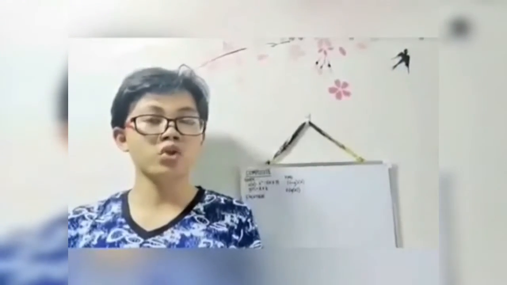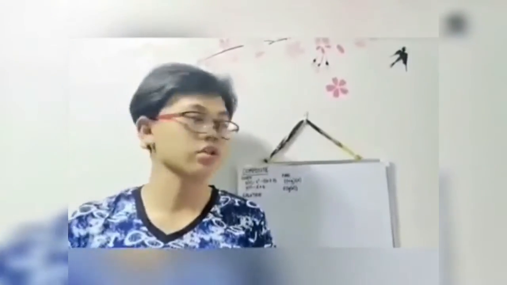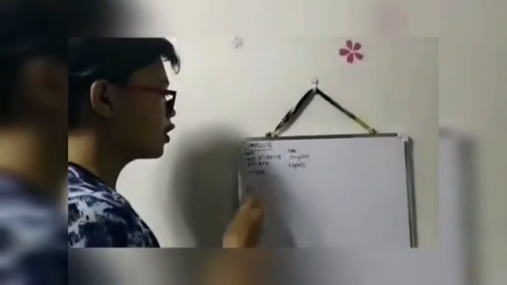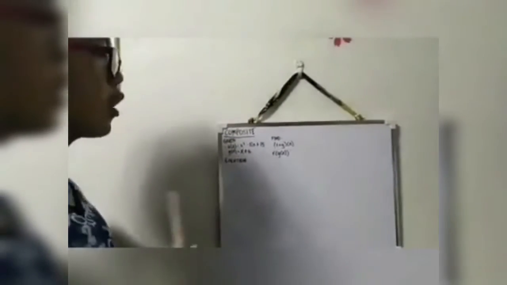Today I'm going to tackle how to solve composite functions. Composition of functions is another way to combine two functions to create a new function. Here's an example. Given f of x is equals to x squared minus 10x plus 15, and g of x is equals to x plus 6, then we are asked to find f circle g of x.